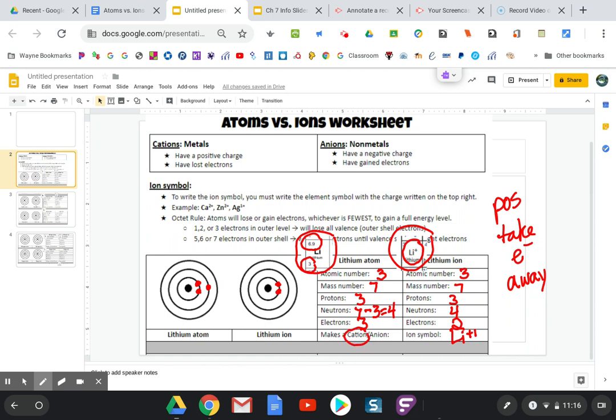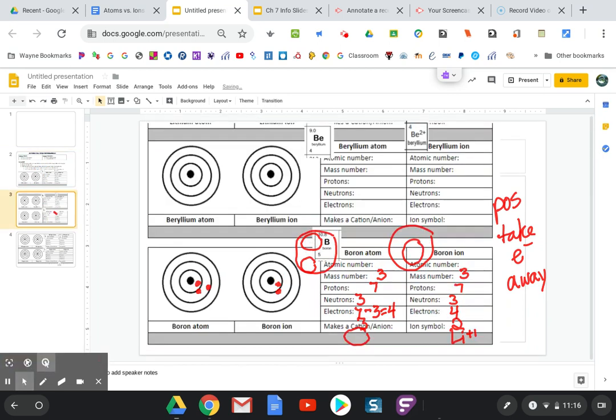All right, going on to the next example. Got to get rid of all these dots.